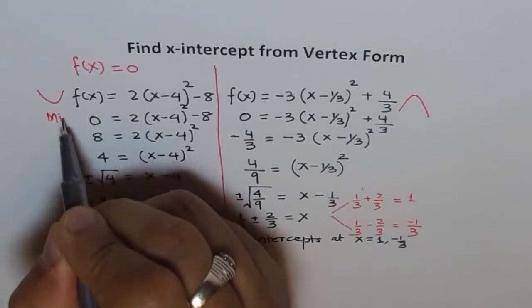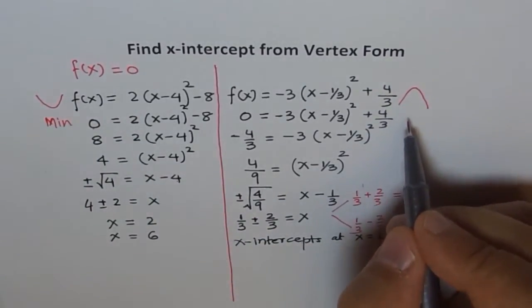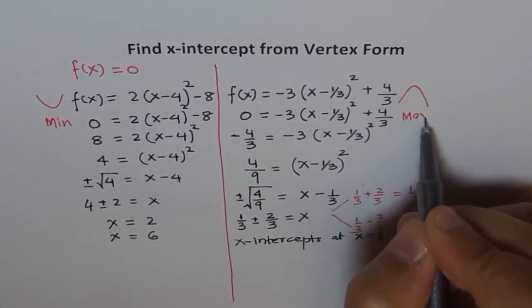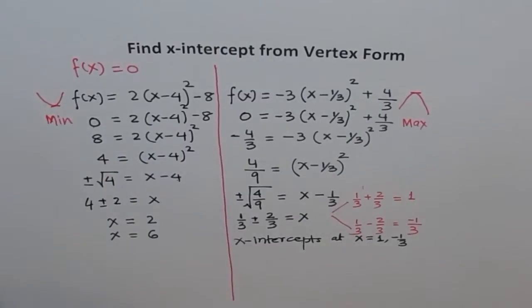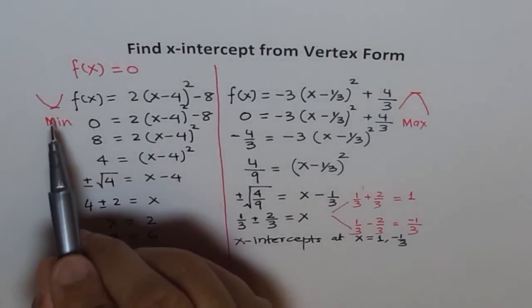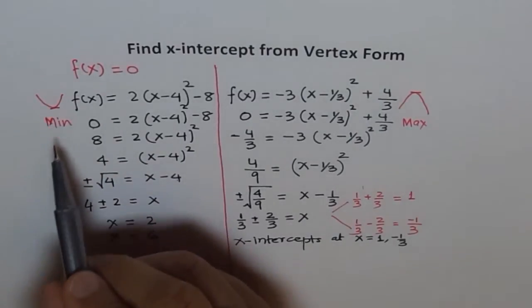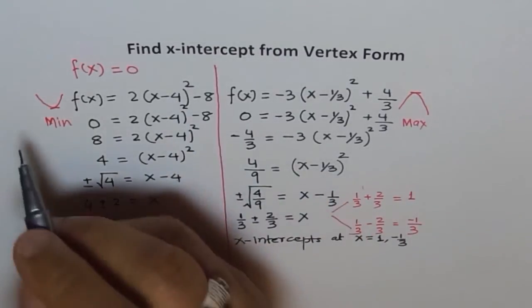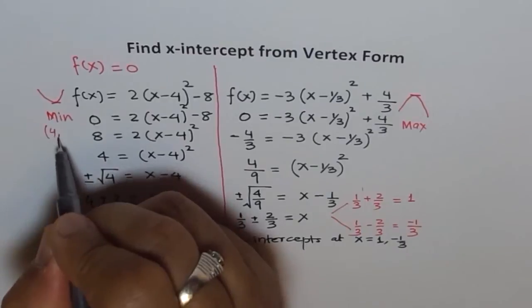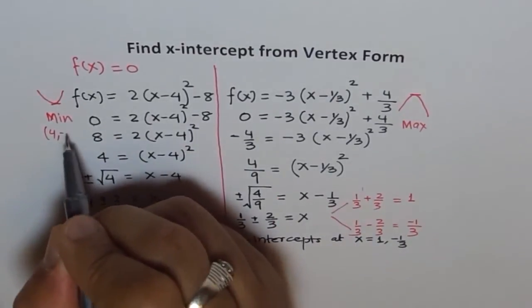And what do we have here? We have a maximum here. Is that okay? Because that is the maximum. And here, this is the minimum. Minimum is at the vertex, right? And what is the vertex here? From here, the vertex is 4 and minus 8. So I'll write vertex as 4 and minus 8.